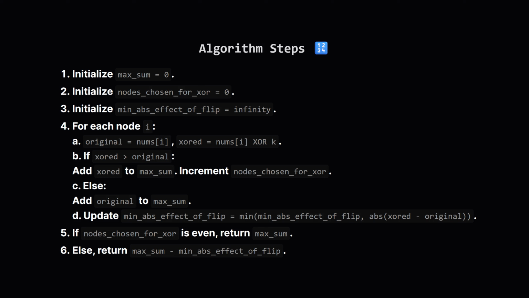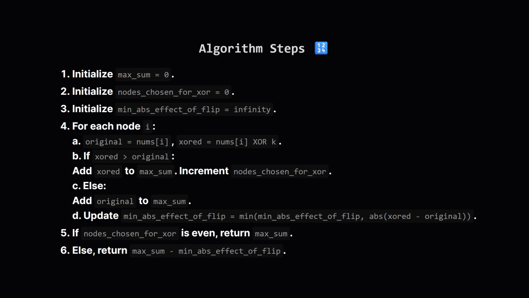1. We'll start with a max sum of 0. 2. We'll also count the nodes chosen for XOR, starting at 0. 3. And we'll keep track of the minimum absolute effect of a flip, starting at a very, very large number, like infinity. 4. Then, we loop through each node.